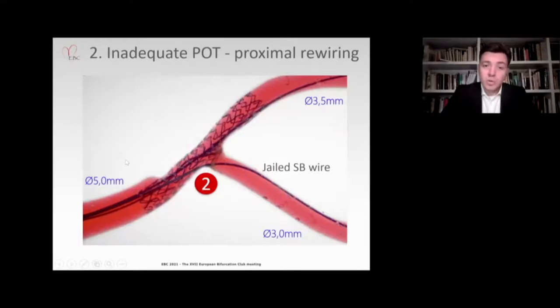So if you do not perform POT, or if it is performed in a way that is not correct, you will practically always aim for the proximal cell when trying to rewire the side branch, as you can see nicely here in this bench test. This is not what we try to achieve with crossover stenting. We try to go as distal as possible when re-accessing the side branch.